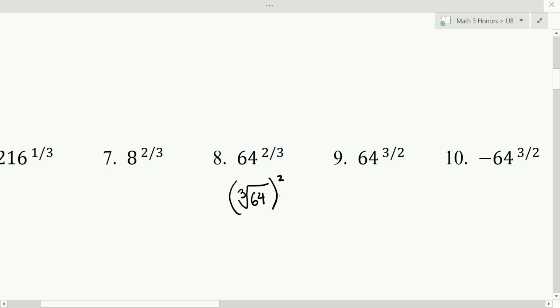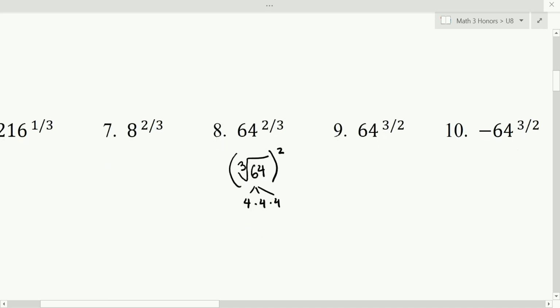Because if we square the 64, you're going to get a lot larger number, and then taking the cube root of a larger number is going to be more work for you. It's easier to first take the cube root of 64 and then square your answer second. What's the cube root of 64? 4. 64 is 4 times 4 times 4. And so the cube root of 64 would be 4. And then we square that, and you get 16.